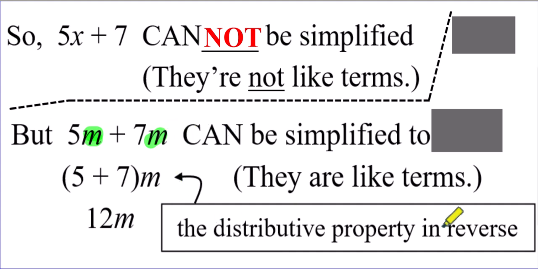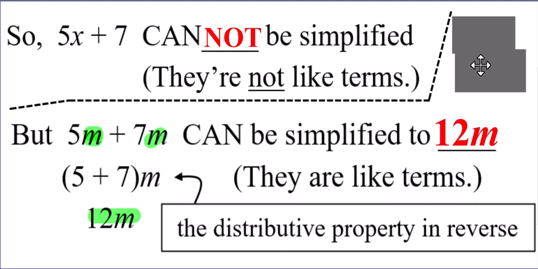I'm going to use the distributive property in reverse. They both have a multiplier of m. If I pull that out as the multiplier outside of parentheses, this is the distributive property in reverse, then 5 plus 7 is 12. The m is still there, proving I was able to make it become 12m. So fill in this blank. 5m plus 7m can be simplified to 12m. Write that down in the blank.